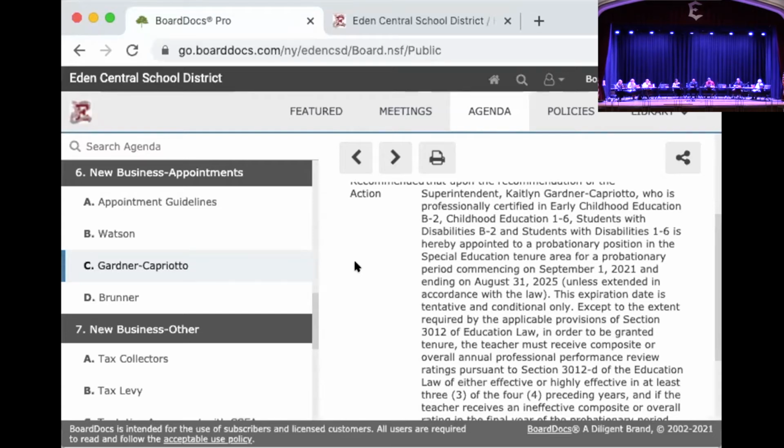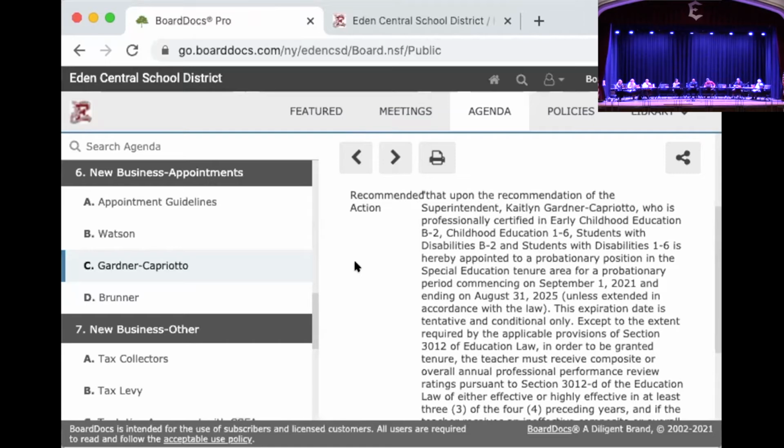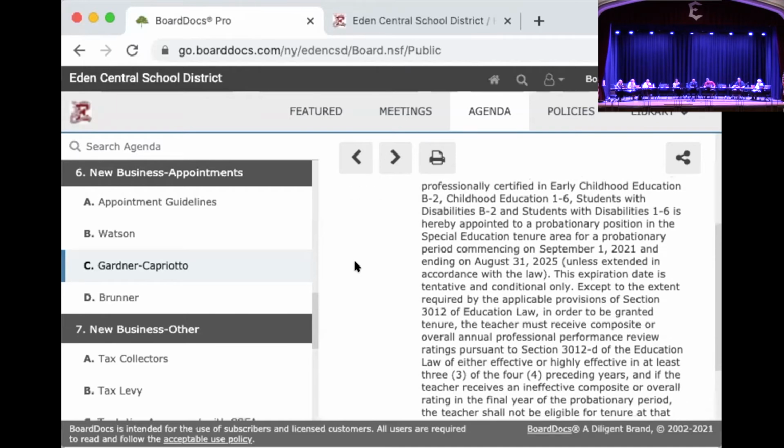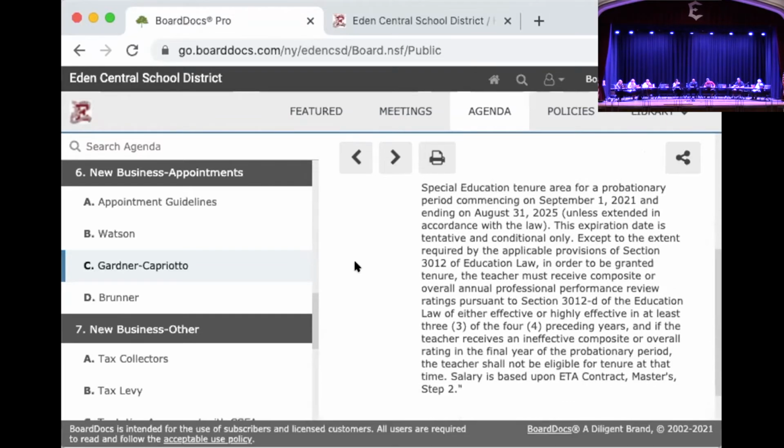Okay. That upon the recommendation of the superintendent, Caitlin Gardner Capriotto, who is professionally certified in early childhood education, B through 2, childhood education 1 through 6, students with disabilities B through 2, and students with disabilities 1 through 6, is hereby appointed to a probationary position in the special education tenure area for a probationary period commencing on September 1st, 2021 and ending on August 31st, 2025. Salary is based upon ETA contract, master's, step 2. Second. Any discussion? All in favor? Aye. Any opposed? Any abstained? Motion carried.